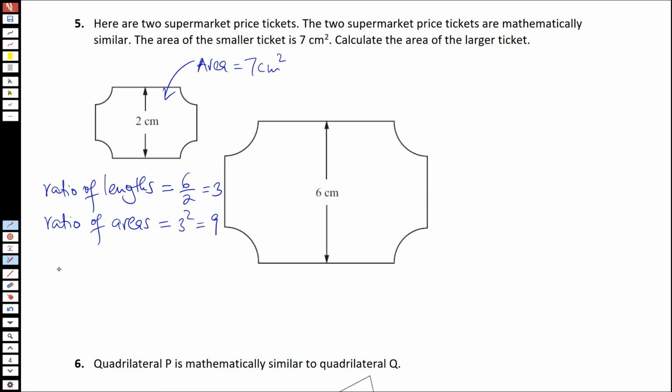So area of the larger ticket will be equal to, we know that it's 9 times the area of the smaller ticket from the ratio of the areas. So that will be 9 times 7, which is 63 centimeters squared.